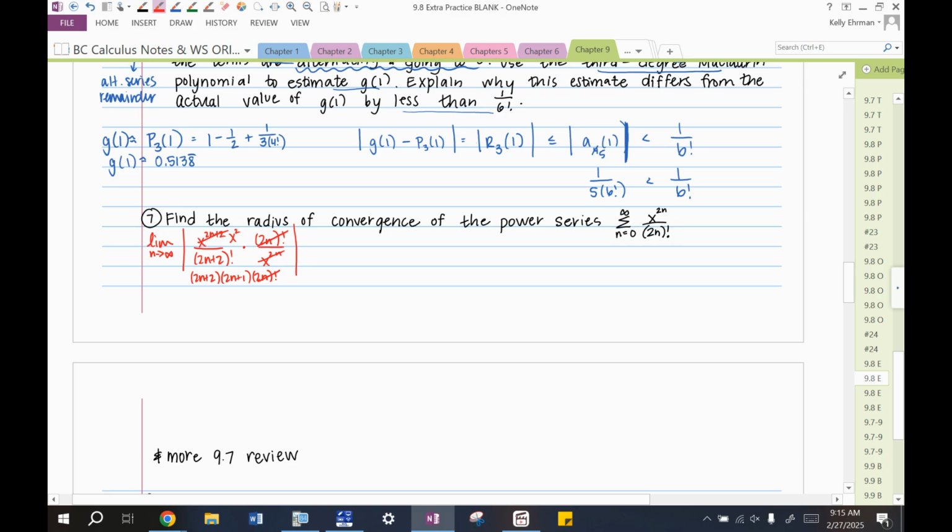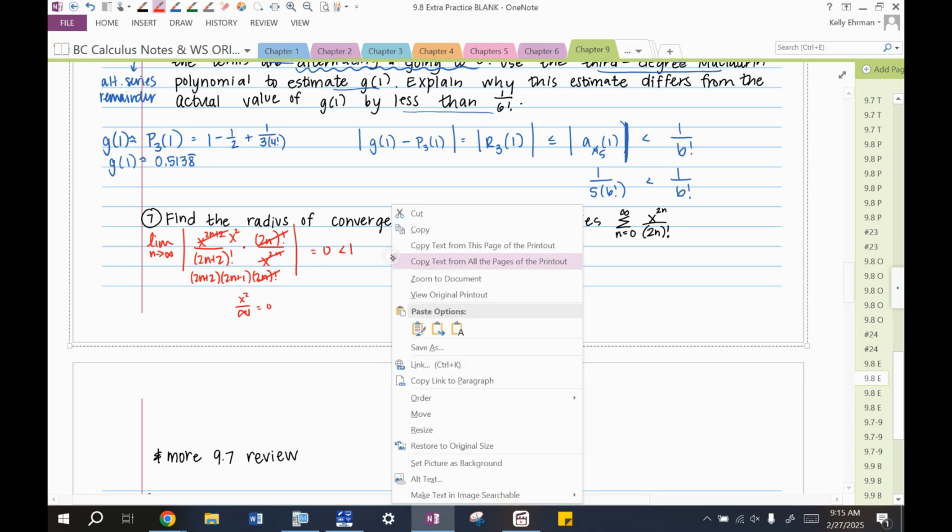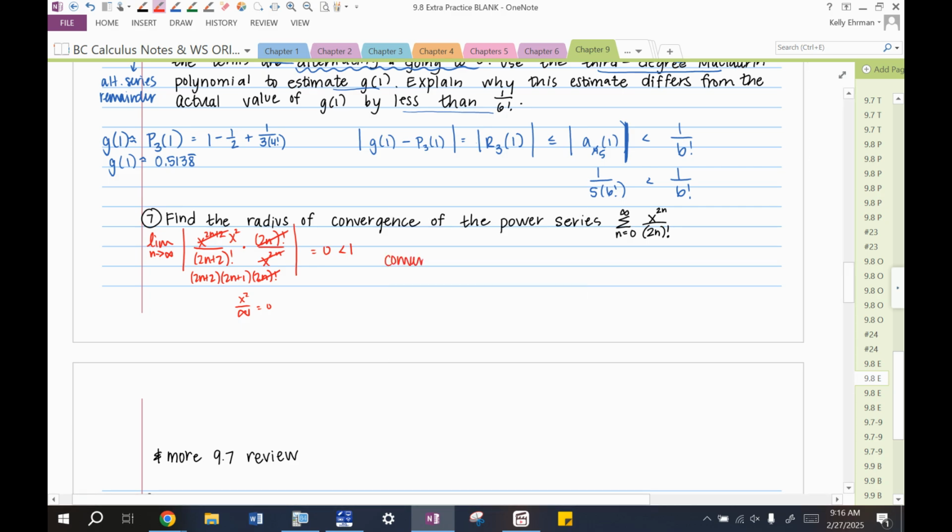So this is something bottom heavy. X squared over a bottom heavy thing like infinity. X squared over infinity is 0. 0 is always less than 1. So find the radius of convergence. This series converges by the ratio test for all x that are elements of the real number system. You don't have to write that part. It asks for the ratio, or the radius of convergence. So the radius of convergence is infinity.